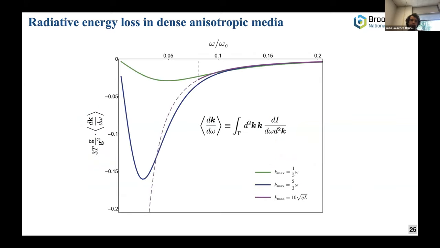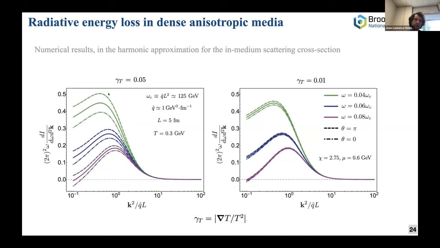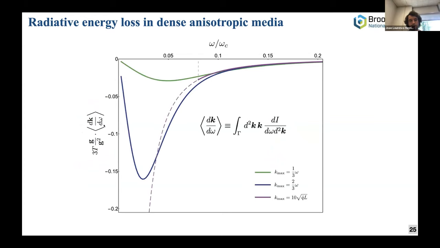So for example, here I'm showing the average momentum of this distribution as a function of omega, the differential gluon energy. And as I mentioned here, if you are moving against the anisotropy, you increase the distribution. Of course, these moments are all negative, meaning that, naively, it looks like the gluons get bent. So the gluons are produced now against the increasing anisotropy in the medium, which is a bit counterintuitive.